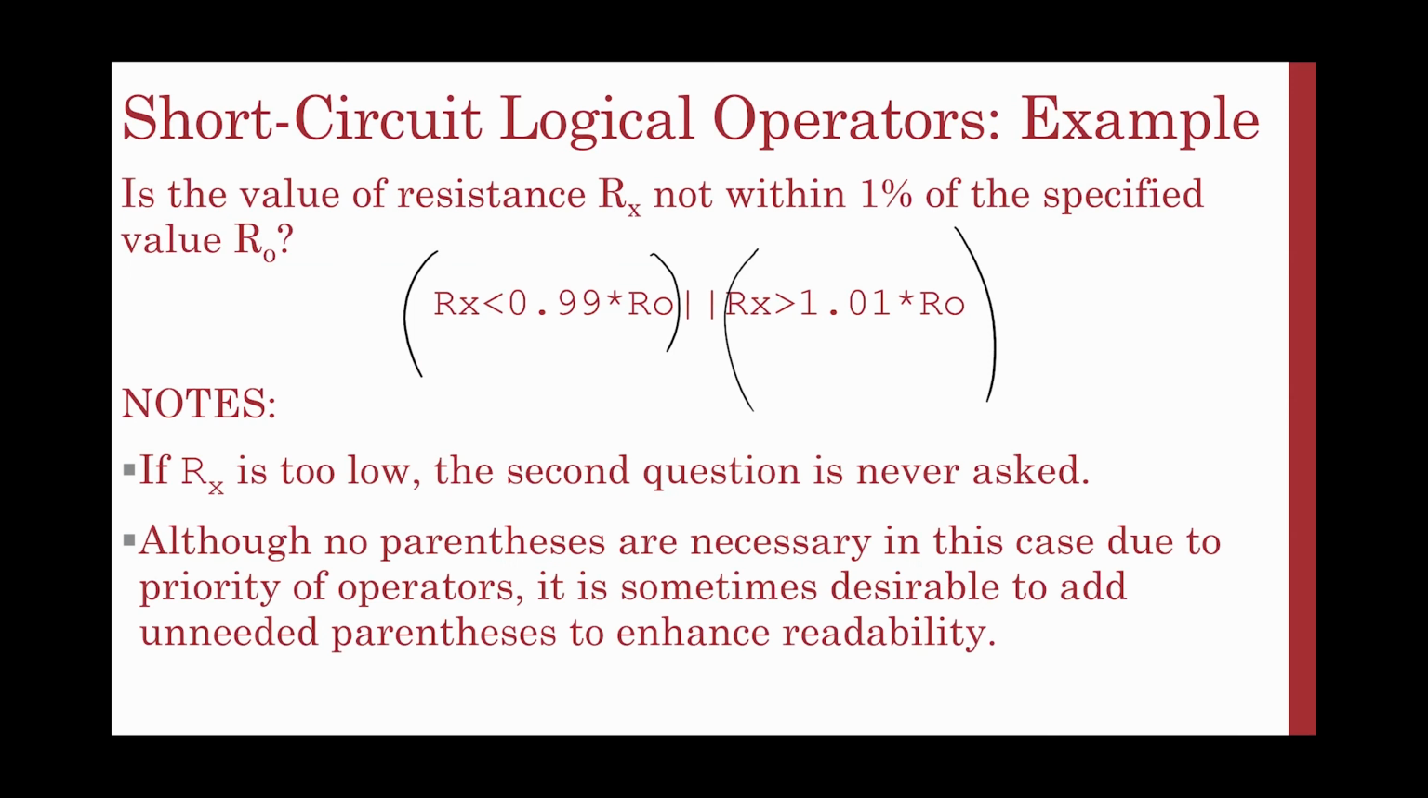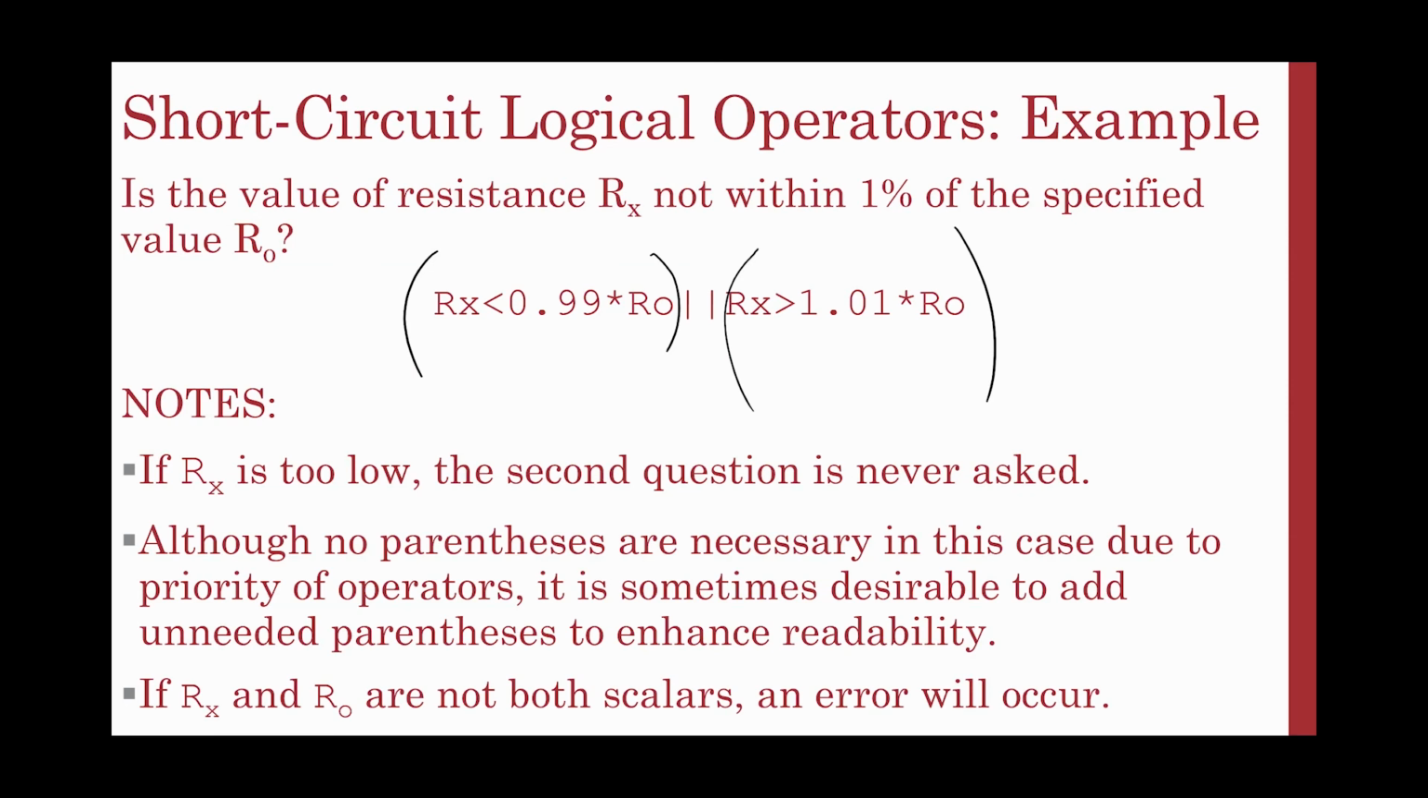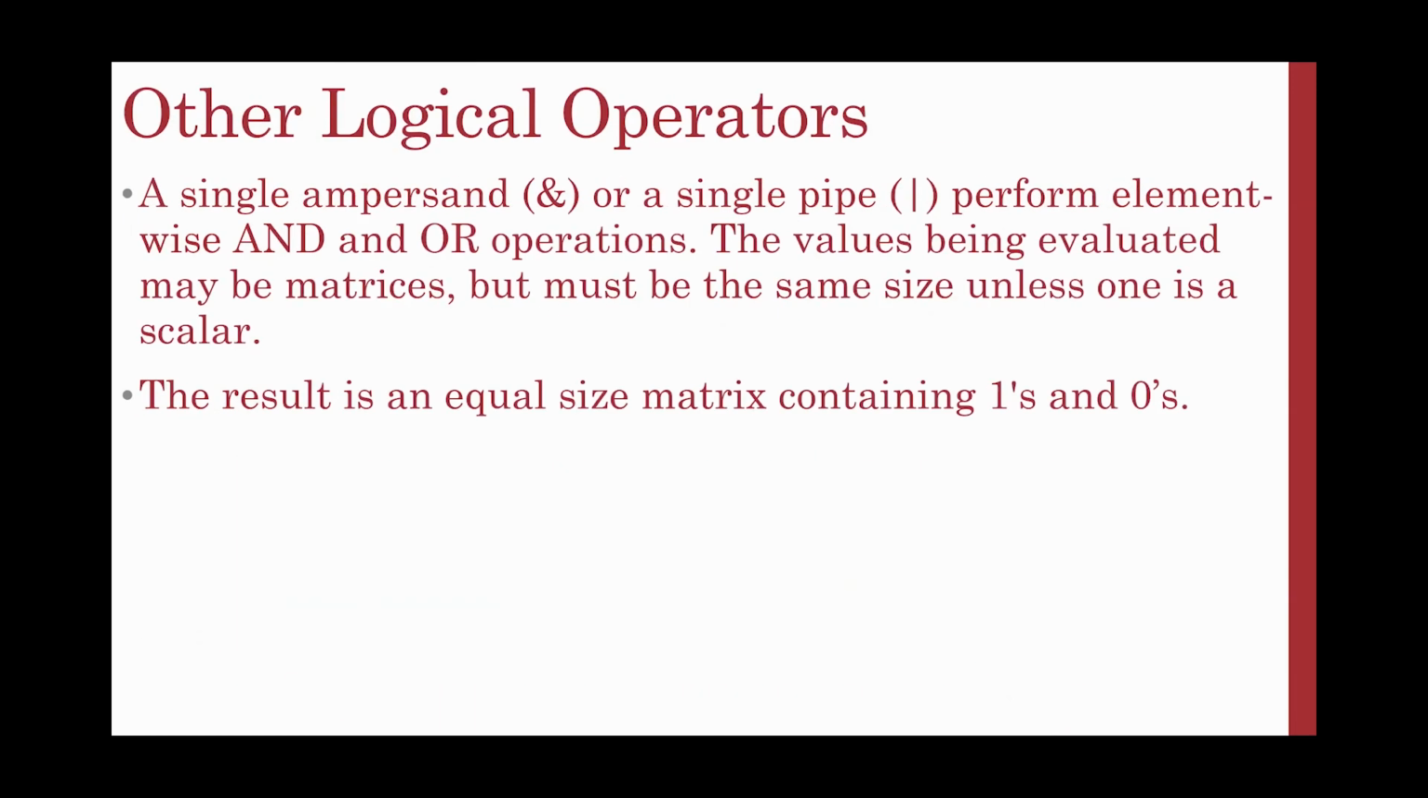Although parentheses aren't necessary in these cases due to the priority of the operators, it's sometimes desirable to add the unneeded parentheses so you can visually see what you are comparing. If Rx and R0 are not both scalars, you will get an error because these variables will not work. So those were the double ampersand and the double pipe.